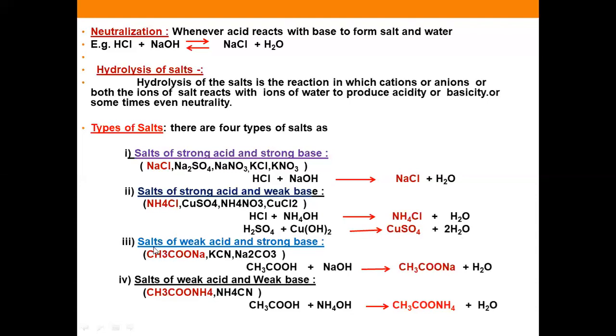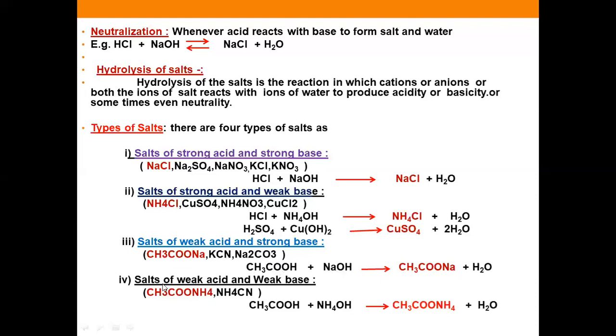Then the third, salt of weak acid and strong base. What is the salt of weak acid and strong base? The weak acid, acetic acid, and strong base, NaOH, sodium hydroxide. Whenever they react with each other, we get sodium acetate, that is CH3COONa, and this sodium acetate is a salt of weak acid and strong base.